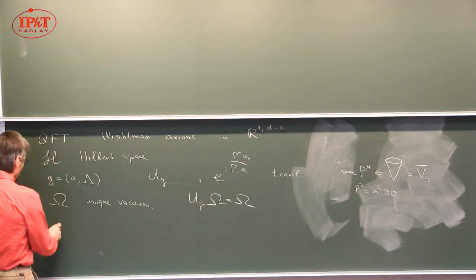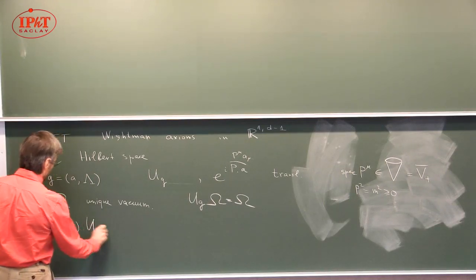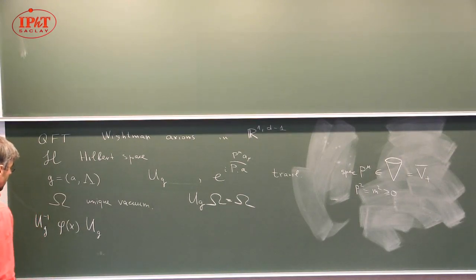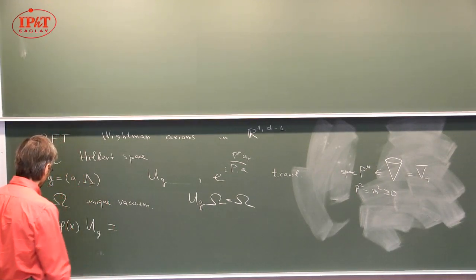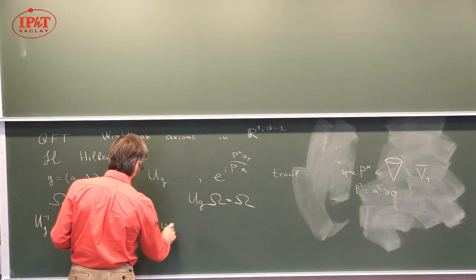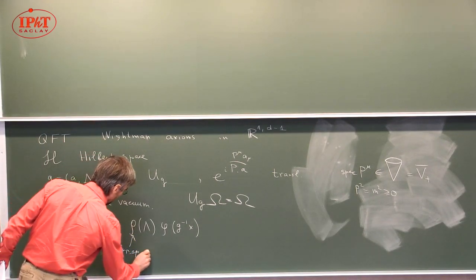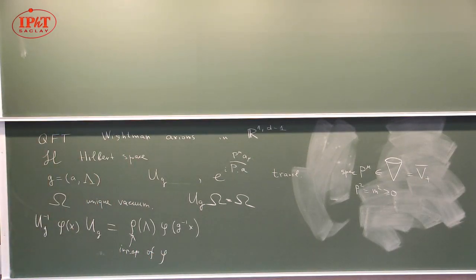Finally, one introduces local operators, phi of x. In our first lecture, when we talked about operators, they were not really operators, but just some fields whose statistical correlation functions we were measuring. But here, operators are really quantum mechanical honest-to-God operators acting on this Hilbert space. These quantum mechanical operators have a transformation property which encodes Lorentz invariance. If you conjugate by U of g, this gives you rho of lambda phi of g minus 1 x, where rho of lambda is the irrep of Lorentz in which phi transforms.